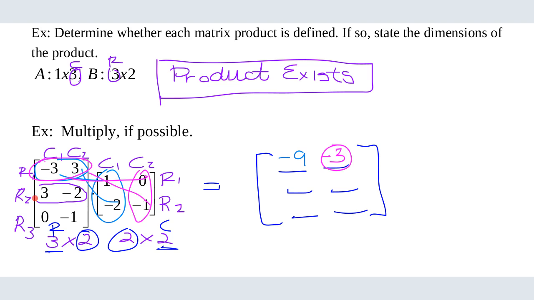Then row 2 by column 1. So 3 plus 4 is 7. Row 2 by column 2, you have 0 plus 2, that's 2. Row 3 by column 1, we have 0 plus 2 is 2. Then row 3 by column 2, we have 0 plus 1 is 1. And that's your answer.